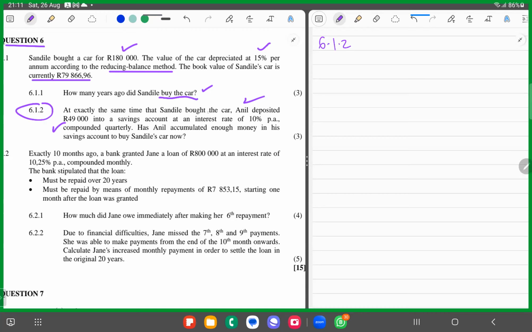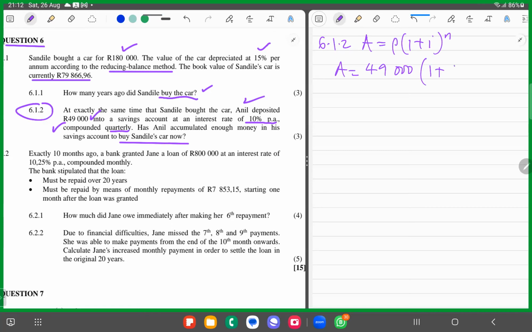At exactly the same time that Sandile bought the car, Anil deposited 49,000 in a savings account at an interest rate of 10%, compounded quarterly. Has Anil accumulated enough money in his savings account to buy Sandile's car now? So we're dealing with a compound interest situation, but appreciation in value. So we have 49,000 by Anil that is deposited into a savings account. The interest rate is 10%, but is compounded quarterly.